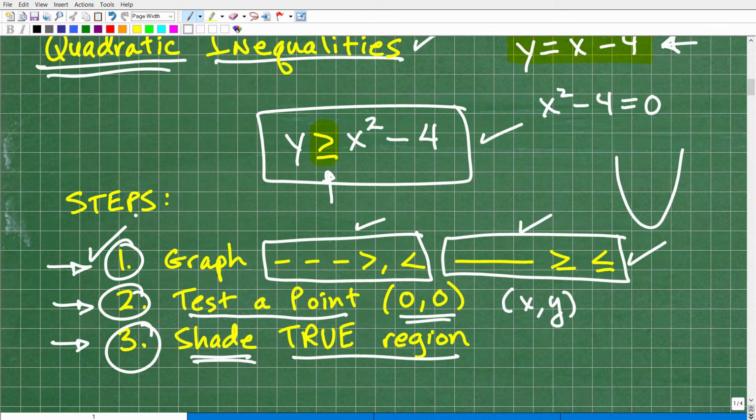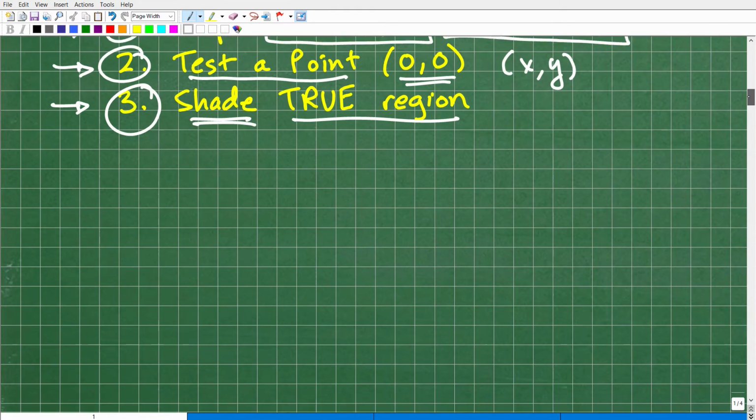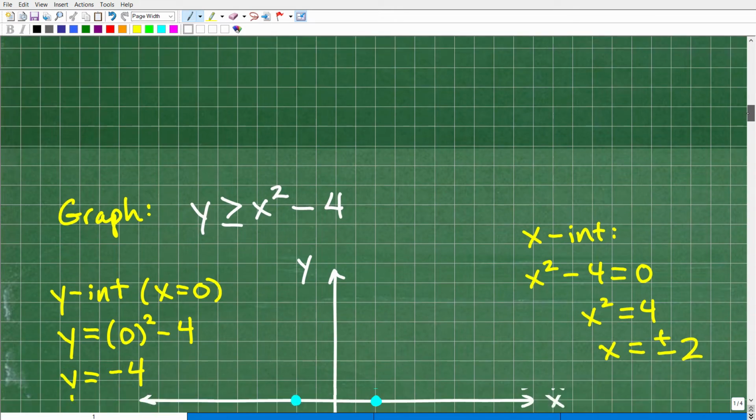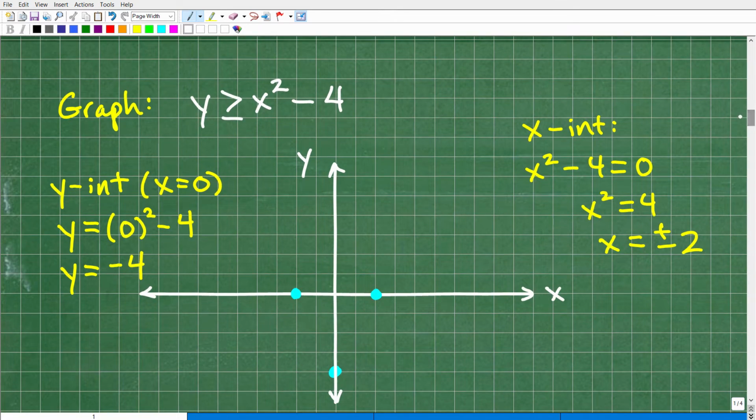Of course, we're going to start on graphing this quadratic inequality. Okay, so right now we have y is greater than or equal to x squared minus 4. So for this part of the problem, don't even focus too much on the inequality symbol.